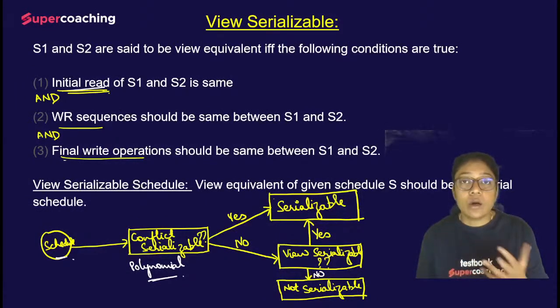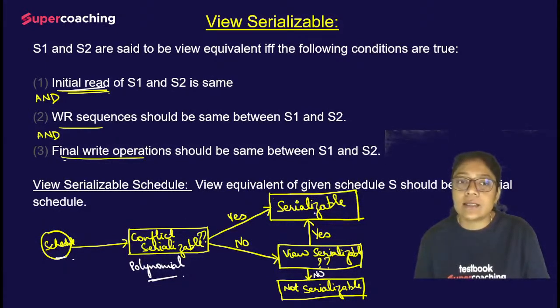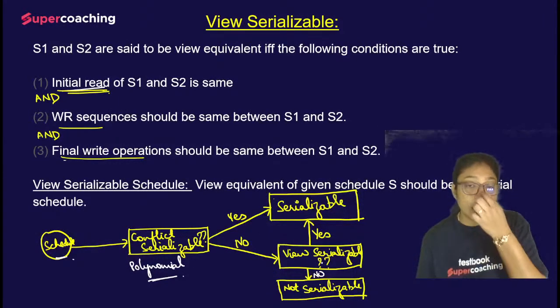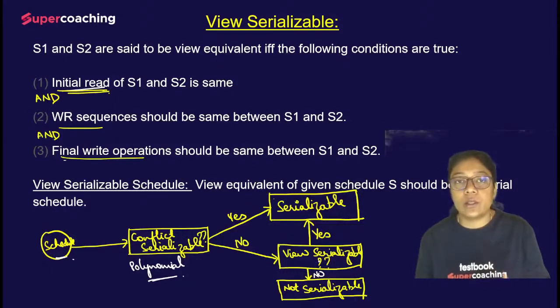So we cannot always directly go for the view serializability. अगर हमें polynomial algorithm से answer मिल जाता है कि it is serializable, then we need not go for the view serializability. Make sense? So this is the reason that we cannot bypass this conflict serializable concept. But here, view serializable is the necessary and the sufficient condition to say whether the given schedule is serializable or not. Make sense?